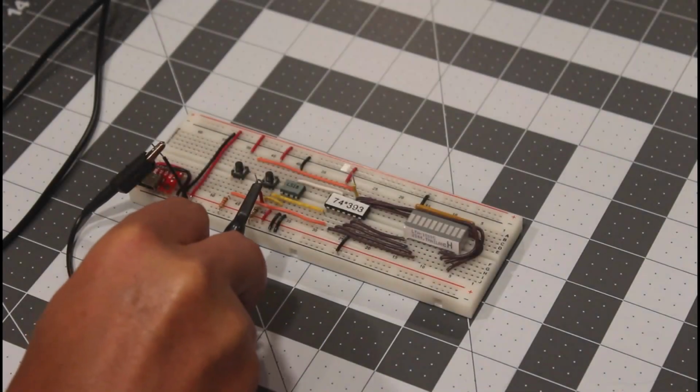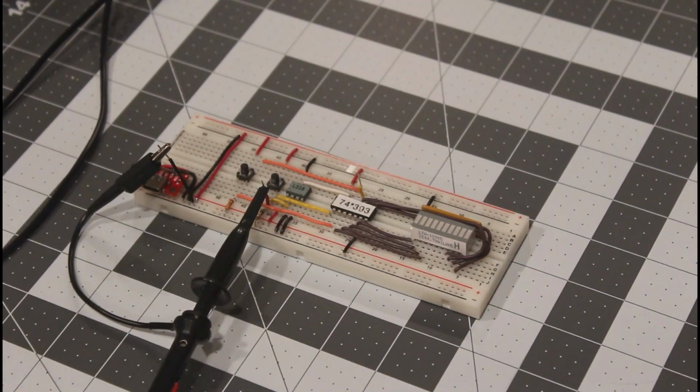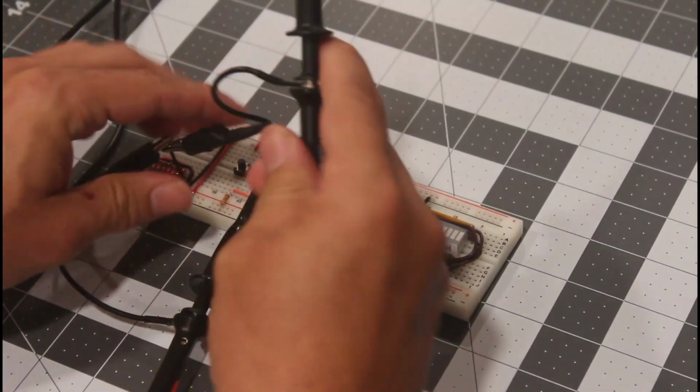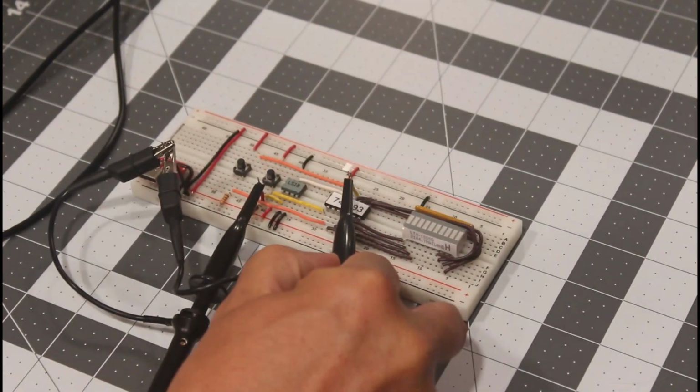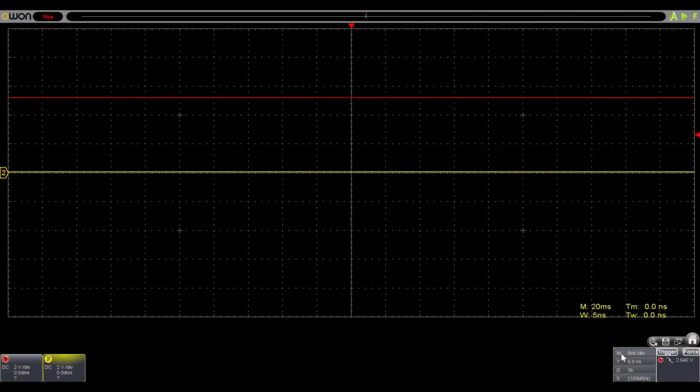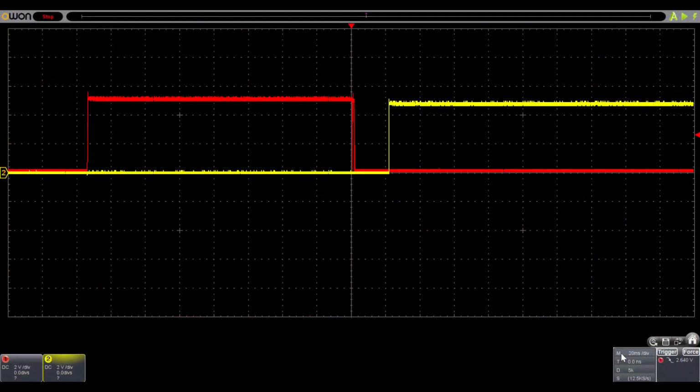To demonstrate the functionality of the debounce IC, I hooked the oscilloscope to the circuit, placing the red probe directly on the output of the switch and the yellow probe on the post-debounce output of the 74393 counter. The oscilloscope is initially set at 20 milliseconds per division, and you can see that the counter is triggered 20 milliseconds after the signal goes low.